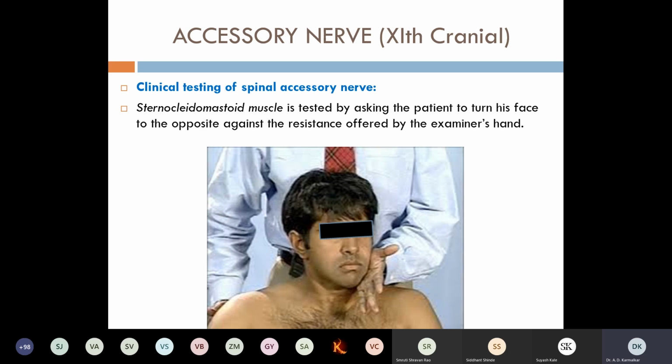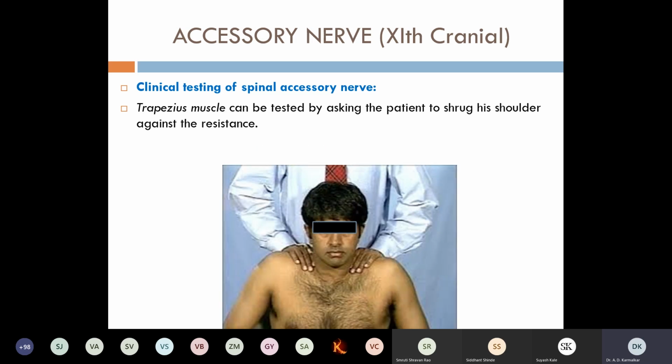Very important for you for living anatomy, how you are going to test the sternocleidomastoid muscle, by asking the patient to turn his face to the opposite side against resistance. Suppose I want to test the right sternocleidomastoid muscle. Okay, just put the hand on the left side and ask him to force towards the left side. Okay, so in that way you can examine the sternocleidomastoid muscle.